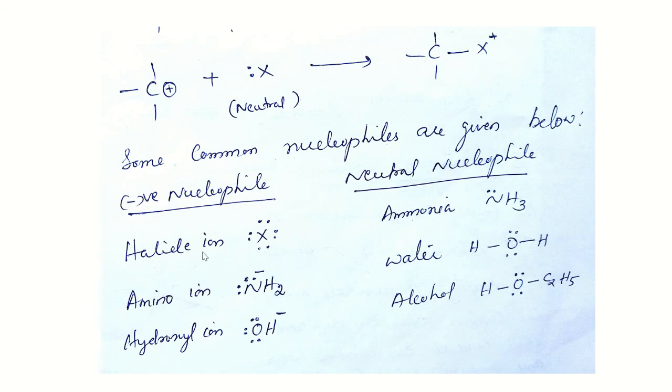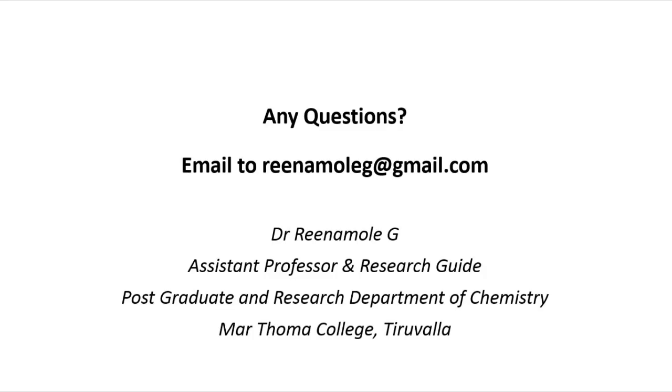Here you can see halide ions, amino ions, hydroxyl ions, these all have a negative charge. But neutral nucleophiles are ammonia, where nitrogen has a lone pair of electrons; water, where oxygen has lone pairs of electrons; and in alcohol, again oxygen has lone pairs of electrons. So they are all neutral nucleophiles, rich in electrons. The only thing is they do not show any negative charge. But negative nucleophiles are also electron rich, and they show a negative charge in the molecule.